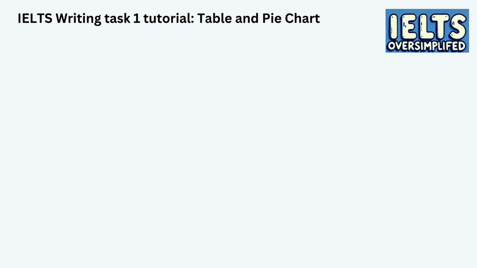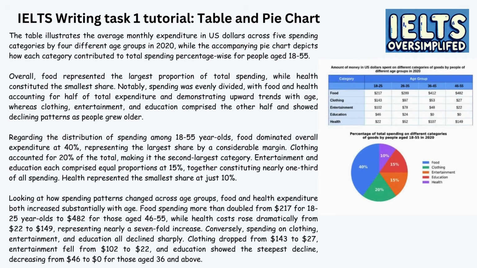Excellent work! Let's look at our complete streamlined essay. We have a clear introduction, a strong overview with general trends, and 2 detailed body paragraphs organized logically by pie chart distribution and table trends. This essay is approximately 237 words, well above the 150-word minimum, and it's completely achievable in 20 minutes with practice.